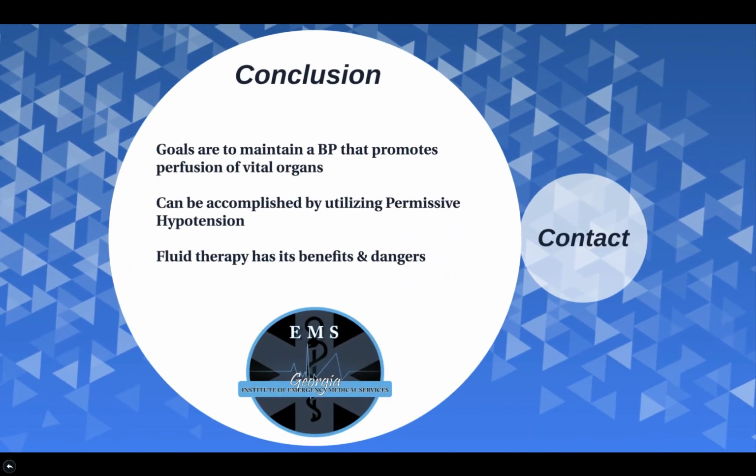So our conclusion, our goal here is to maintain a blood pressure that promotes perfusion of the vital organs. That is our main goal. And this can be accomplished by utilizing permissive hypotension, by gradually making sure that we are maintaining a blood pressure in the 80s to the 90s.